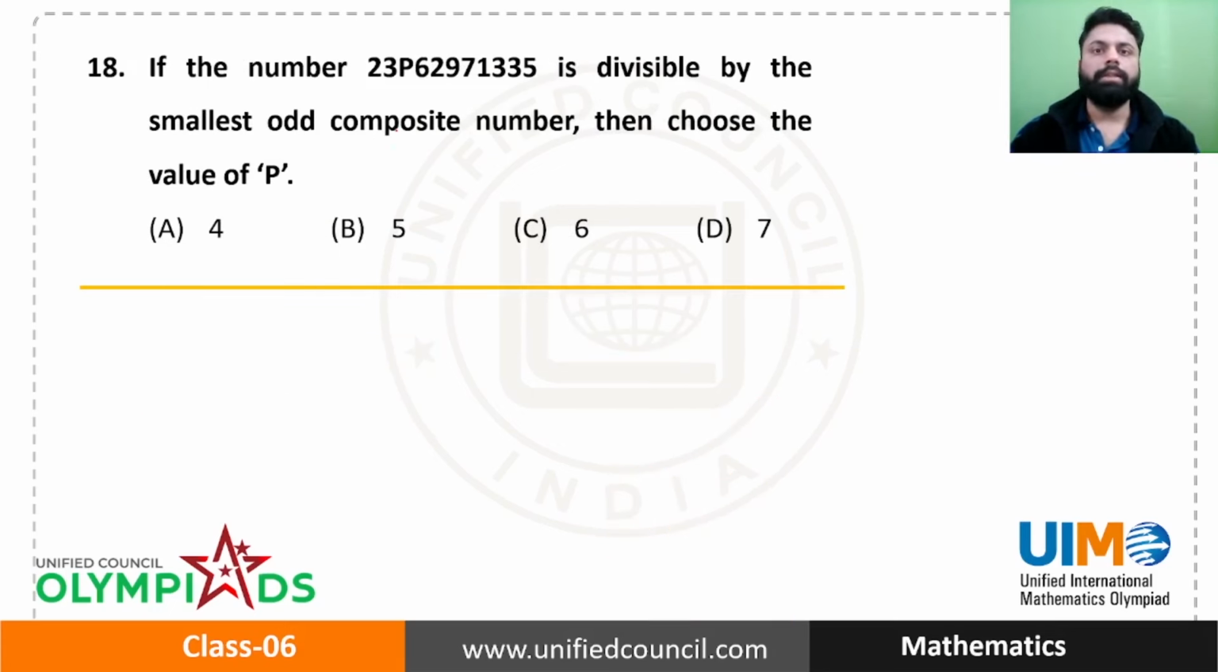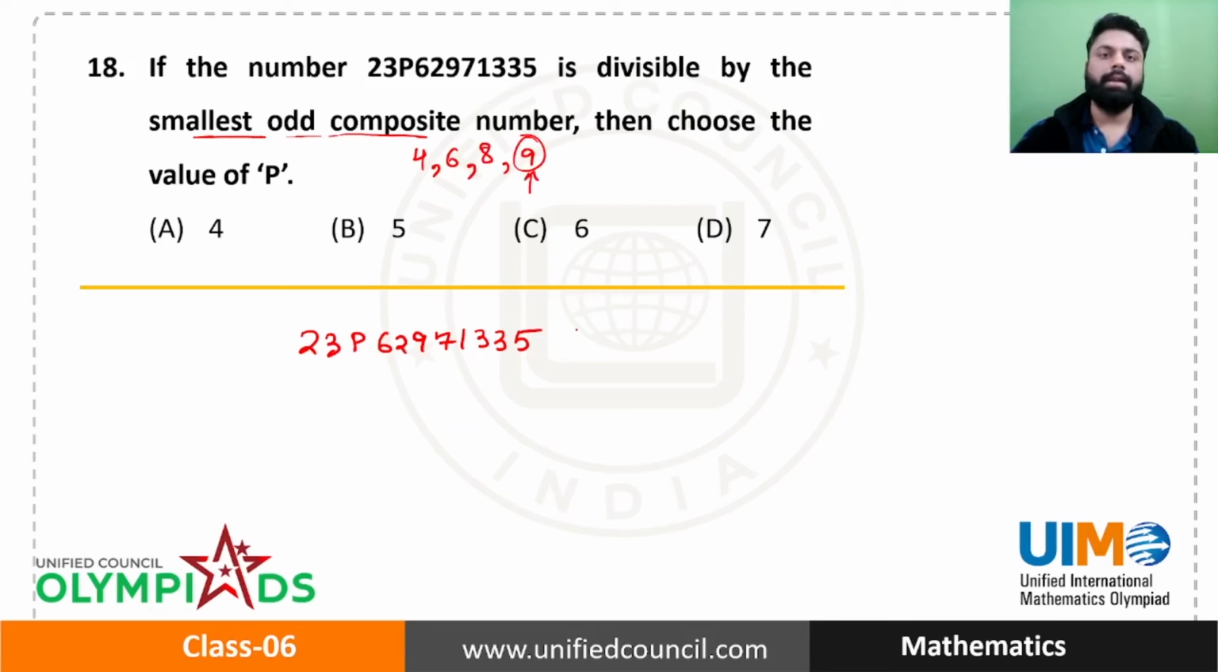If the number 23p6297 1335 is divisible by the smallest odd composite number, then choose the value of p. So see, composite numbers are 4, then we have 6, then we have 8, then we have 9. So if this number is divisible by 9, as per 9, the sum of all the digits should be divisible by 9.